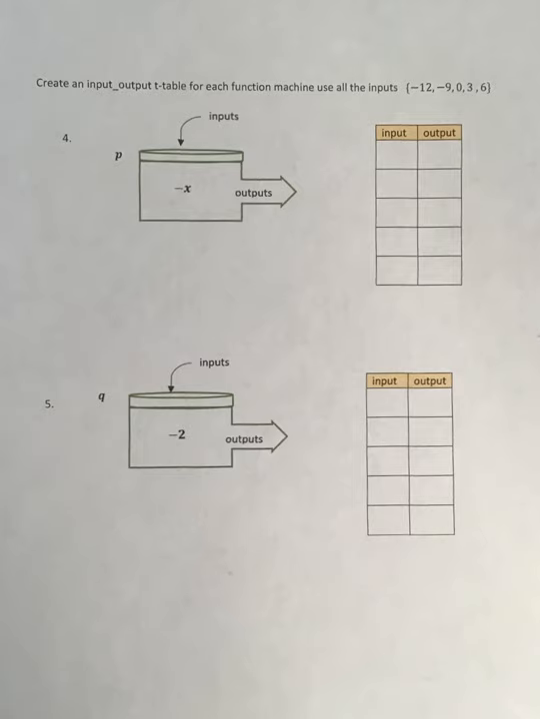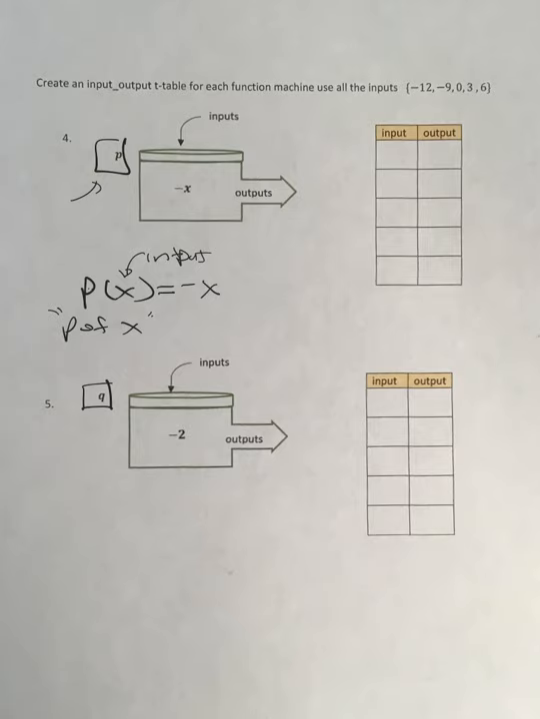So once again, this time our function is p. So we could write this as p of x, meaning p, not p times x. So this is p of x is how you read this. It doesn't mean p times x. So the p is just telling you the type of machine that we're using. So this is just saying we're using the p machine, and then the rule of the p machine is -x. And then this is saying what you're plugging into the machine. So this is your input.